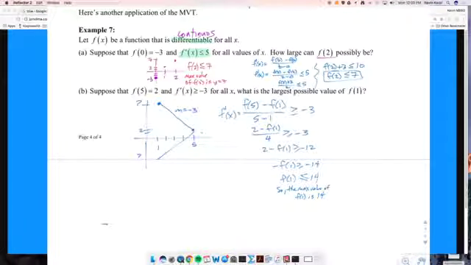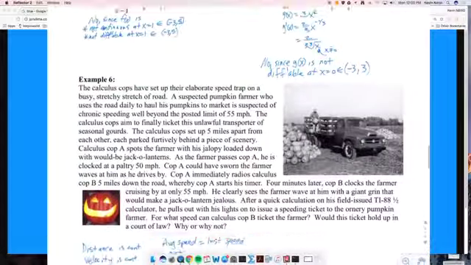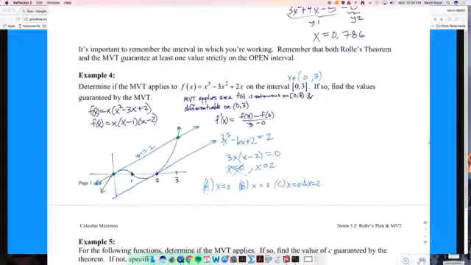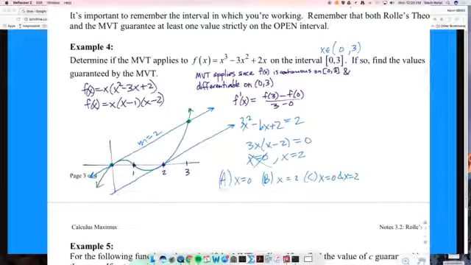All right, any questions on example 7 or anything from the mean value theorem? I think your quiz on Monday is just going to be straight up kind of something like example 4. I'll have you do the mechanics. Does the mean value theorem apply? Yes or no? Why if it does? Why not if it doesn't? Then on a given interval, find the value guaranteed by the theorem. That's what your quiz will look like.